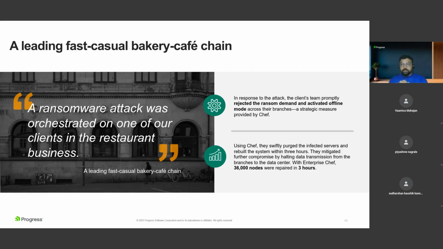In response to the attack, the client's team promptly rejected the ransom demand and activated offline mode across their branches, which is a strategic measure provided by Chef. Now, Chef purged the infected servers, mitigated further compromise by halting data transmission from the branches to the data center, and repaired 36,000 nodes within 3 hours. Yes, that's the power of Chef.